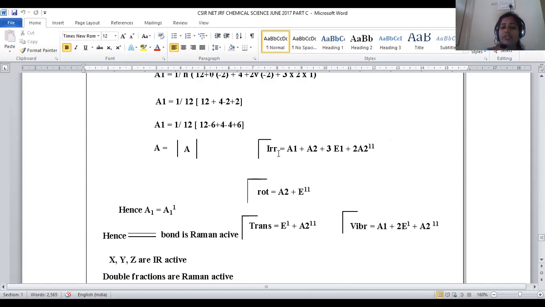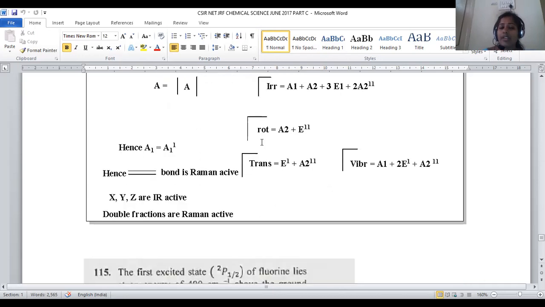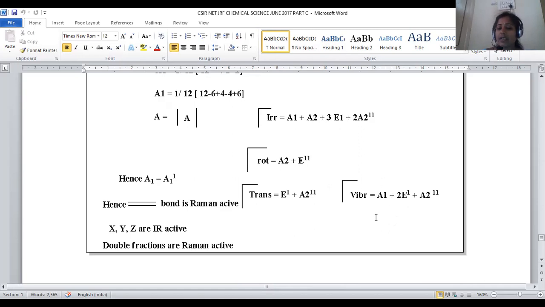So in order to get irreducible representations, the formula will be A1 plus A2 plus 3E1 plus 2A2 double prime. So this will be the formula in order to calculate irreducible representations. In order to predict rotational transitions, the formula will be A2 plus E2 double prime. Translational motion can be predicted as E prime plus A2 double prime. Then vibrational modes are calculated as A1 plus 2E prime plus A2 double prime. So these are the empirical formulas which are used to calculate various transitions available within the molecule.